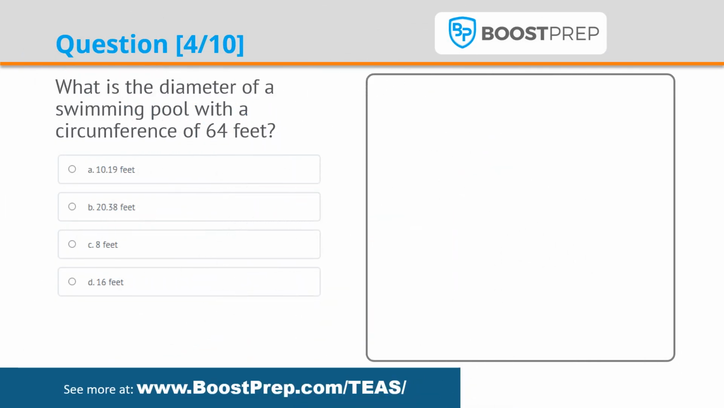What is the diameter of a swimming pool with a circumference of 64 feet? First of all, we need to look at what circumference means. Circumference is the distance around a circle. And the formula for circumference is C equals pi d, where d is the diameter. To solve for d, we simply divide both sides of the equation by pi.